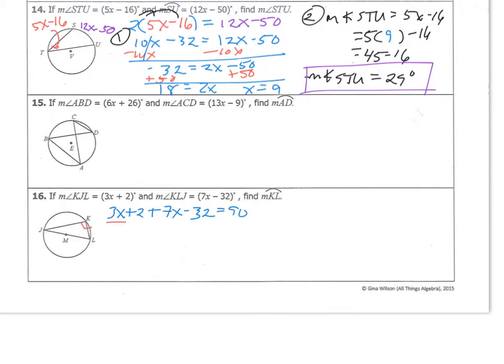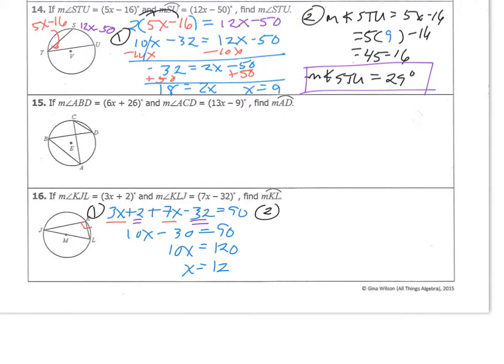And then combine your like terms. So 3x and 7x is 10x. And then 2 and negative 32 is negative 30 equals 90. Add 30, what do you get? 120. Divide by 10, what do you get? 12. What are they asking for? Yeah, so that's just step 1.